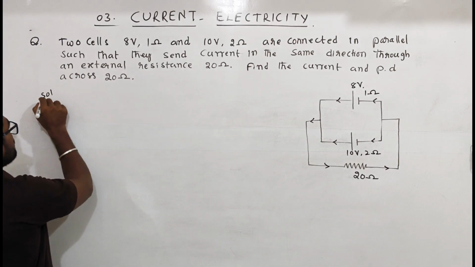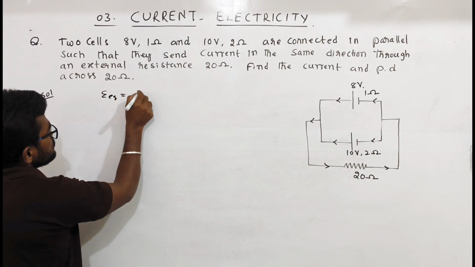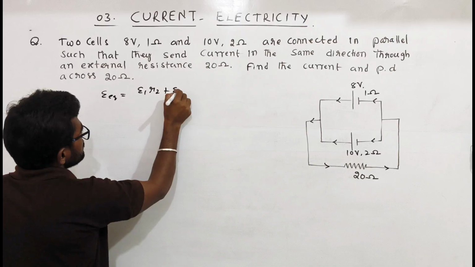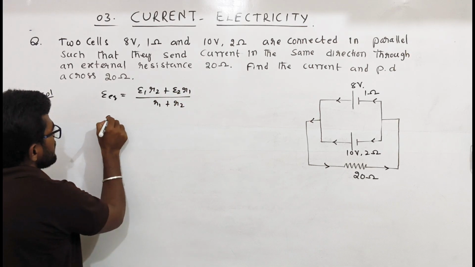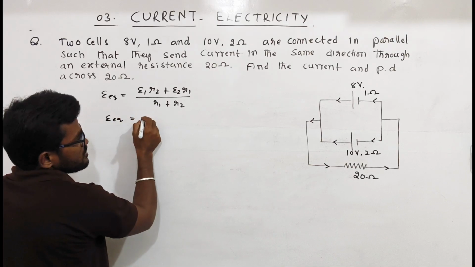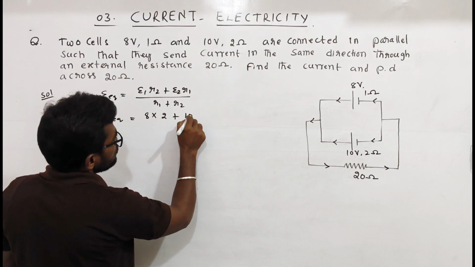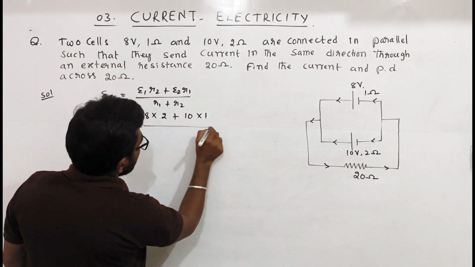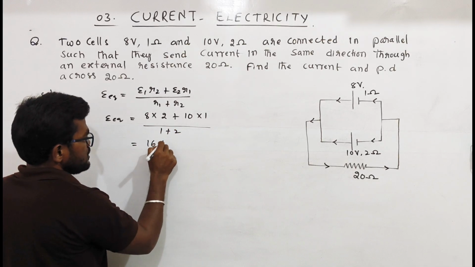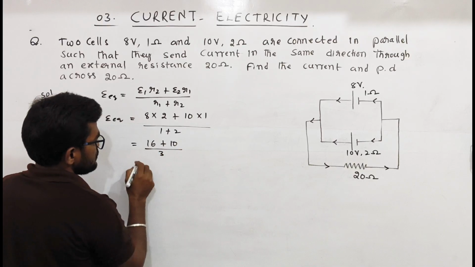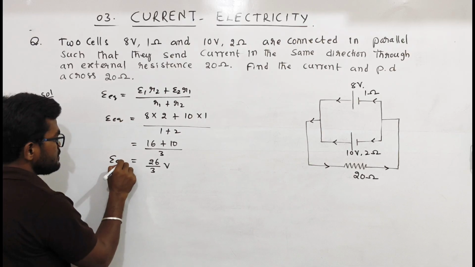Okay, we know that when the cells are connected in parallel, equivalent EMF, E equivalent, is equal to formula E1 R2 plus E2 R1 divided by R1 plus R2. Then let us calculate E equivalent first. E equivalent is equal to E1 means 8 volt and R2 means 2 ohm plus E2 means 10 volt, R1 means 1, divided by R1 plus R2, 1 plus 2. This gives 8 into 2 is 16 plus 10 into 1 is 10, divided by 3, which is equal to 26 divided by 3 volt. This is E equivalent.